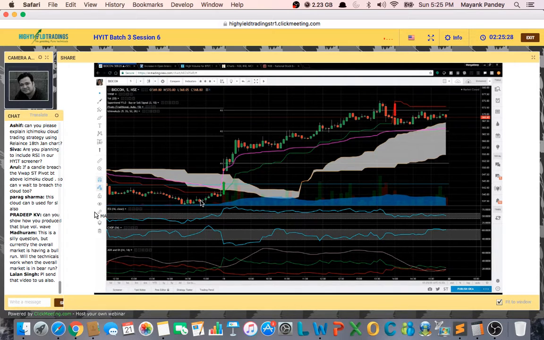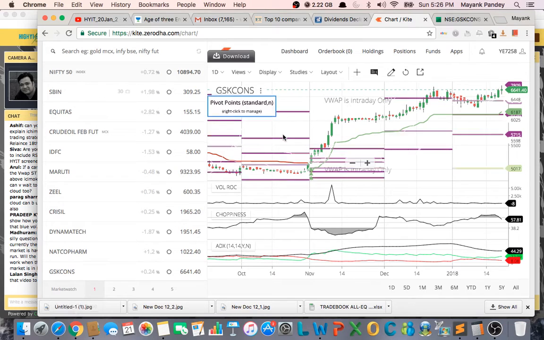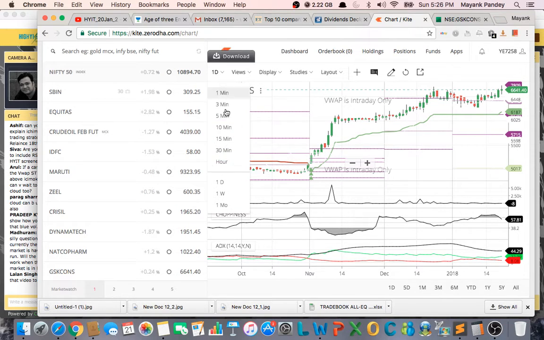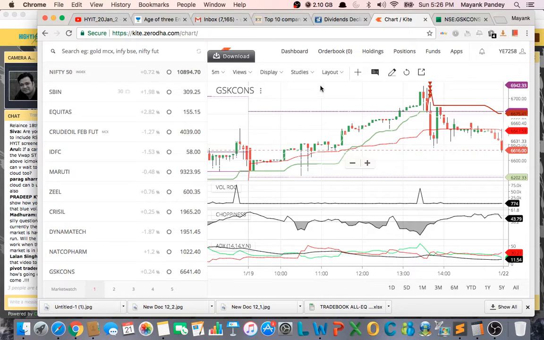Next one is Ashif. Can you please explain the Ichimoku Cloud trading strategy using the Reliance 18th Jan chart?